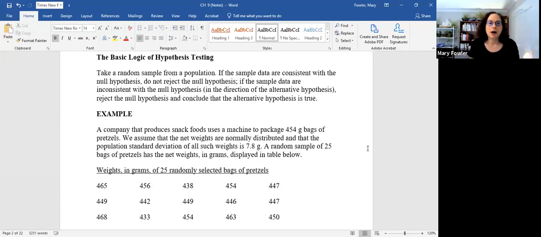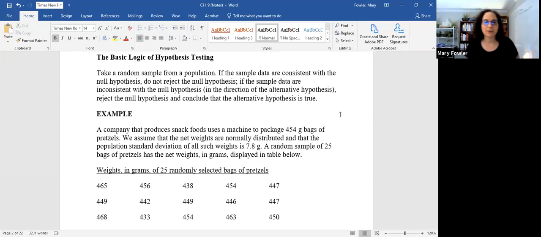Okay, so the way this works is we're going to take a random sample from a population. And if the sample data are consistent with the null hypothesis, then we do not reject the null hypothesis. If, on the other hand, the sample data are inconsistent with the null hypothesis in the direction of the alternative, then we will reject the null hypothesis and conclude that the alternative hypothesis is true.